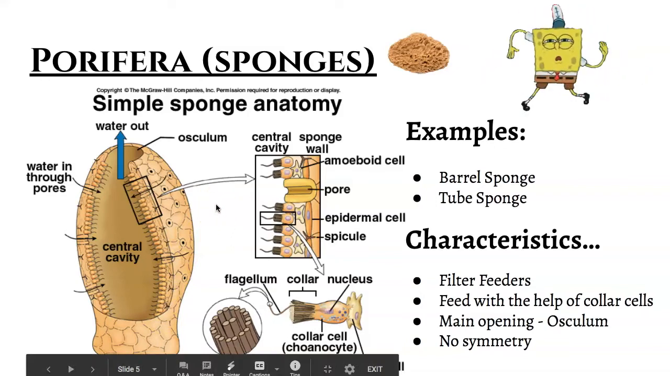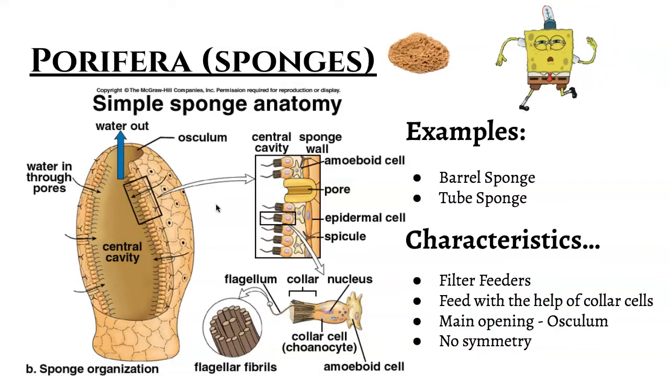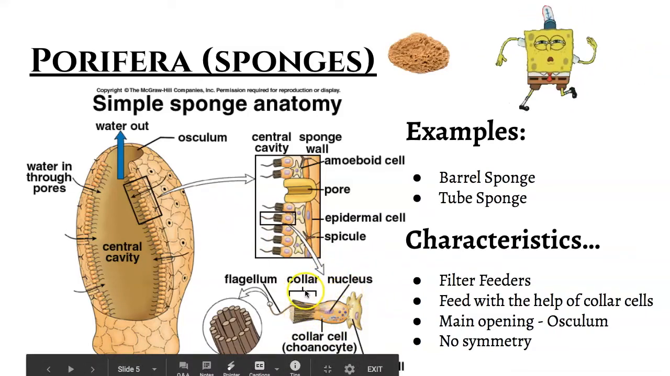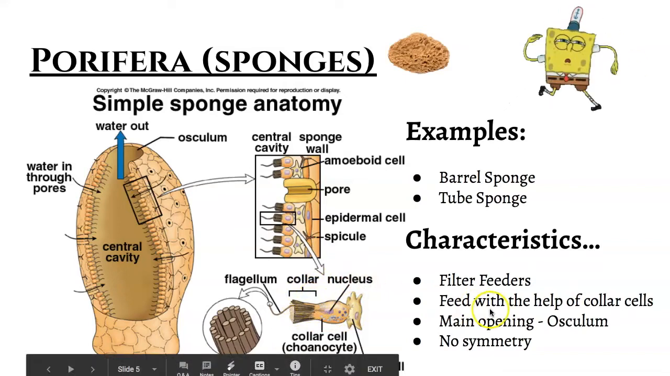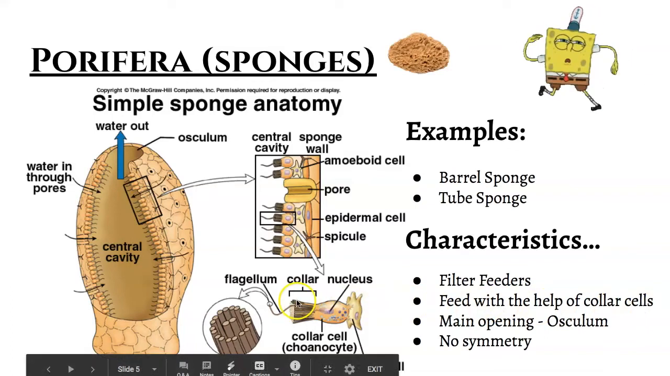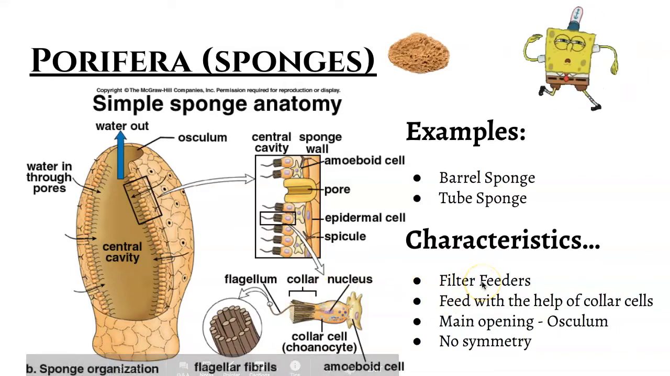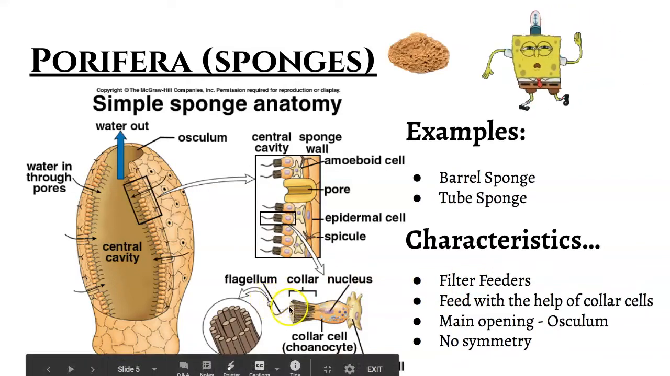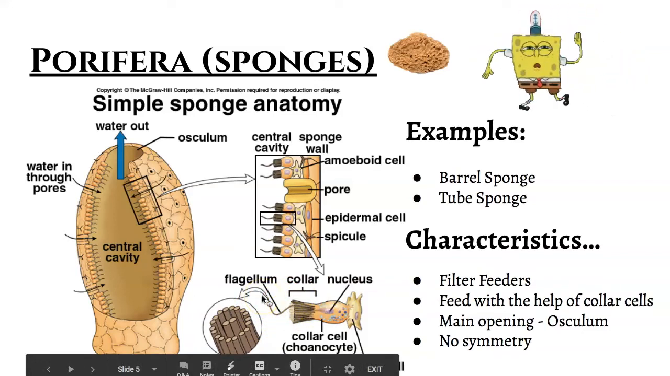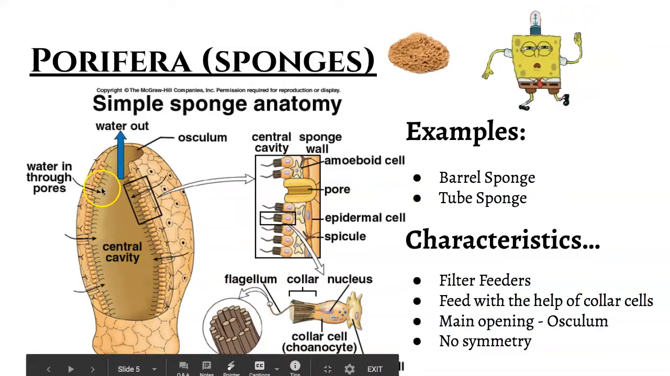And the way they do this, it's kind of like a vacuum in a sense. You see, they have these really important cells known as collar cells. All right, these collar cells are important, so make sure you have that written down in your notes, that they feed themselves with these collar cells. And the way their feeding goes about, it's going to be filter feeding. And so what happens is they have these little flagella on the end of their collar cells. And all these collar cells line the inside of our sponge.